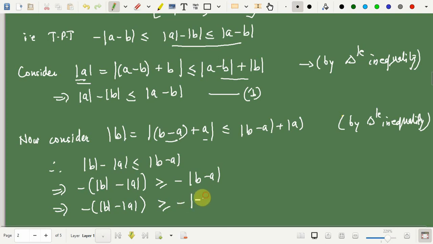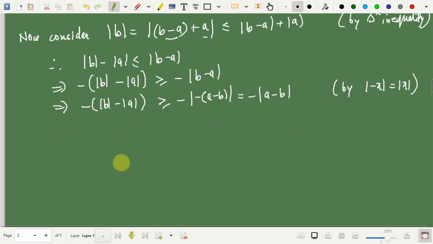This is the same as minus of (A minus B), as one can observe, and that I will write as it is. So, mod of minus x is the same as mod of x. So, instead of x we have A minus B, so this should be mod of (A minus B). This is by the fact that mod of minus x is the same as mod of x. And therefore, we have attained the inequality that mod of A minus mod of B is greater than or equal to mod of minus of (A minus B).